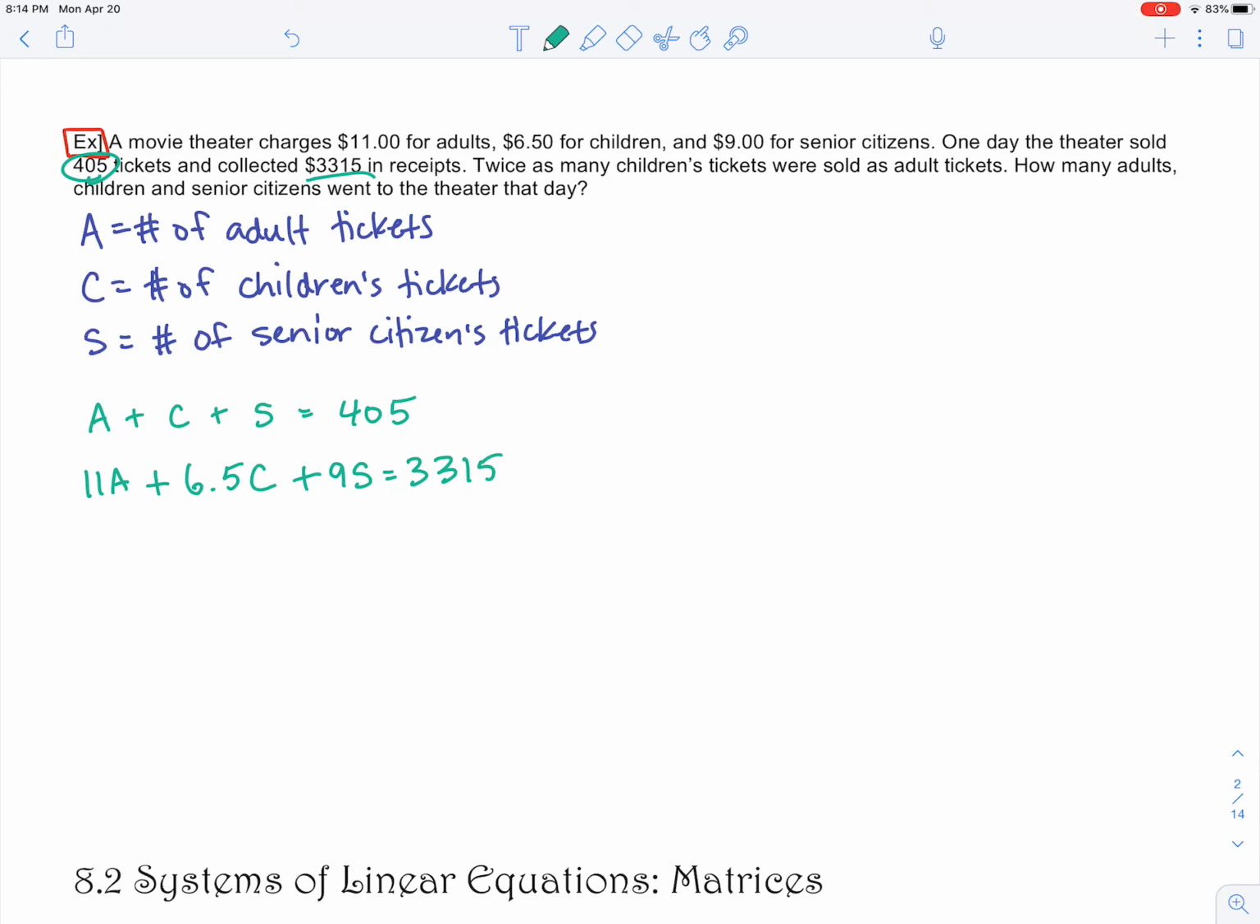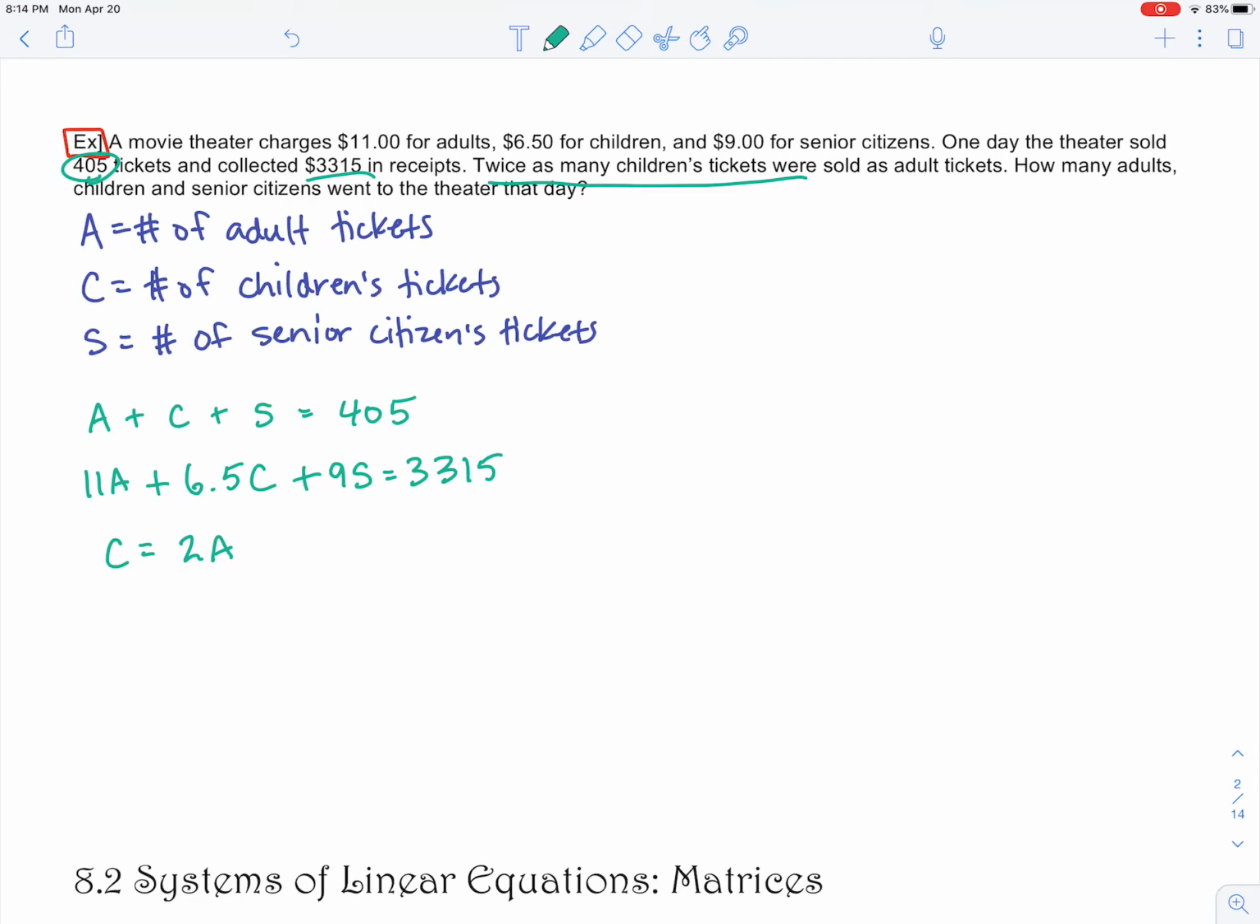The last relationship is shown here. Twice as many children's tickets were sold as adult tickets. So they sold more children's tickets, a lot more. So the number of children's tickets is twice the number of adult tickets. So C equals 2A. So now looking at this system, we need to figure out how to solve it.